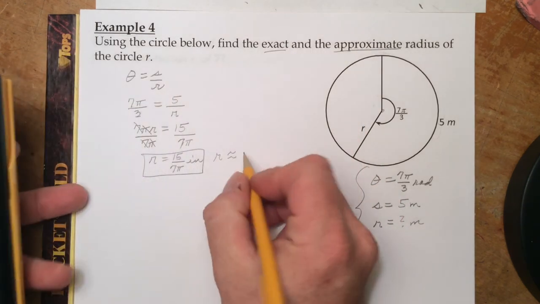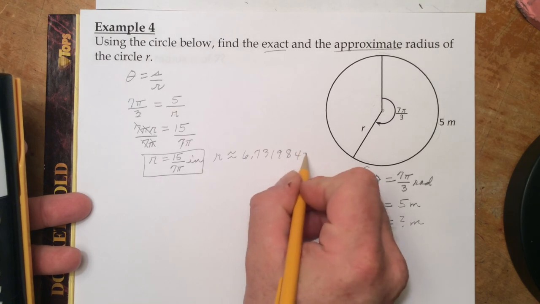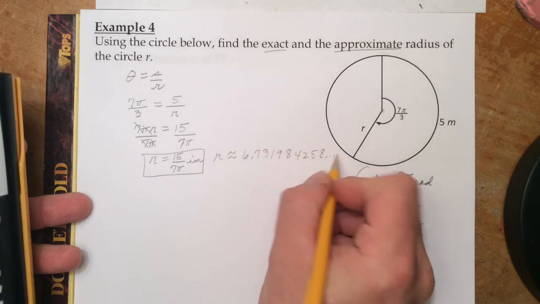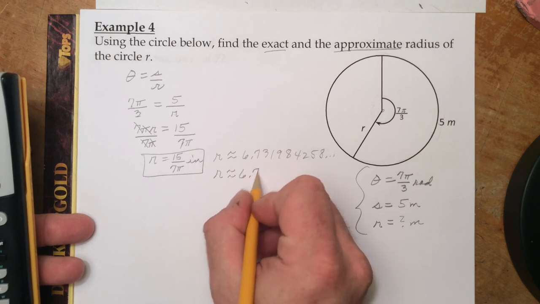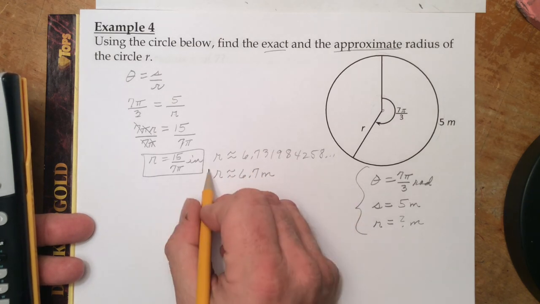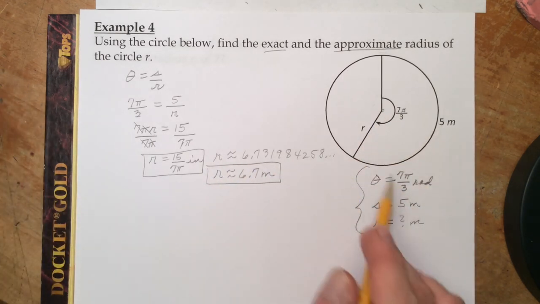Get about 6.731984258 and so forth. So to the nearest tenth, that would be 6.7 meters. About 6.7 meters is the radius of this circle.